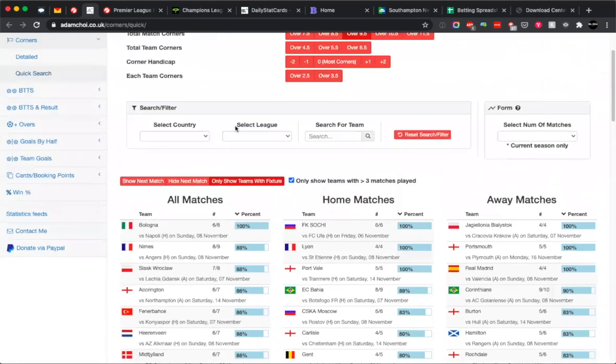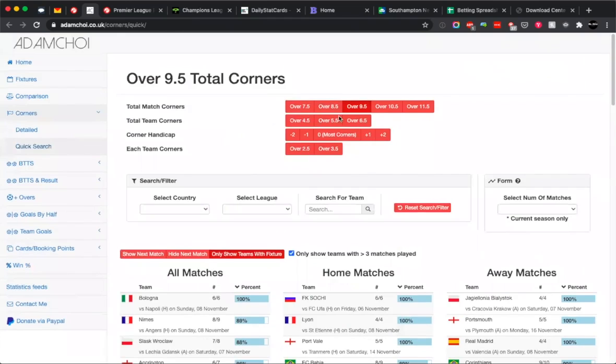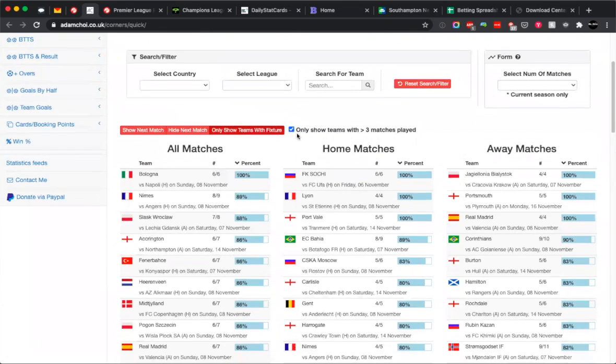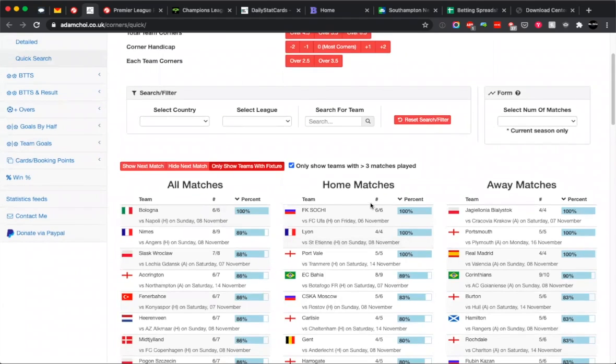What you're going to try and do here is look for teams that have had over 9.5 corners. And if you wanted to, you could look at leagues and different countries. But in this case, I'm just going to look at the average teams that have had corners. And right here, this is basic information I can give you. You can see here, Lyon has had, in 4 of their last 4 home games, over 9.5 corners, and they're playing, is this Saint Etienne? I don't know how you say that.